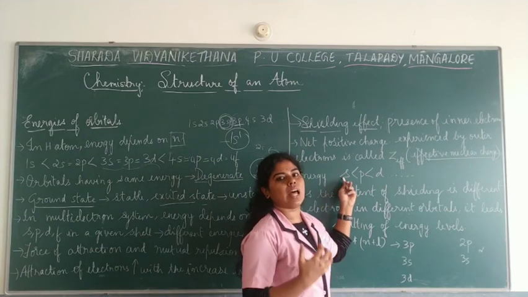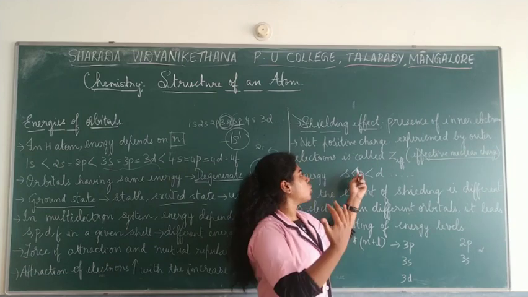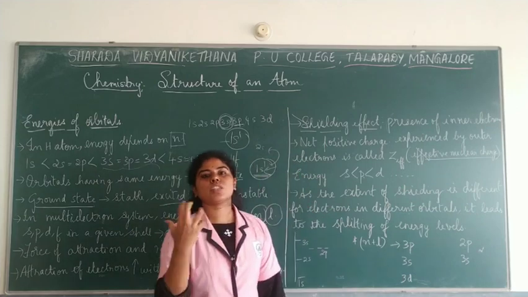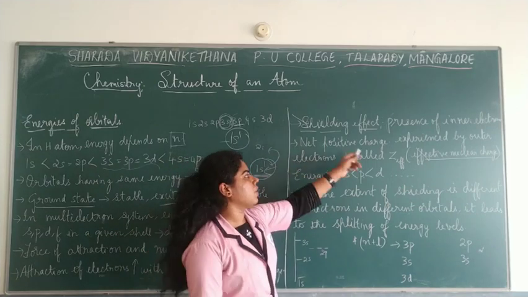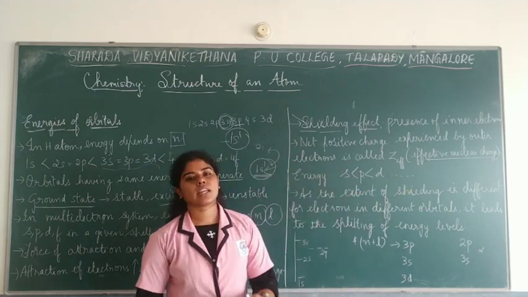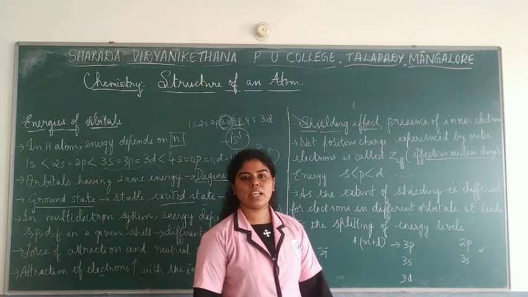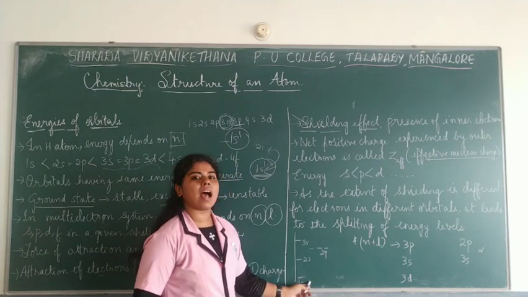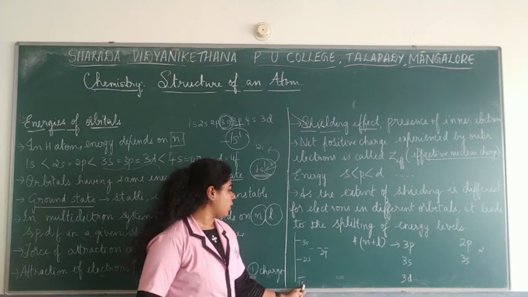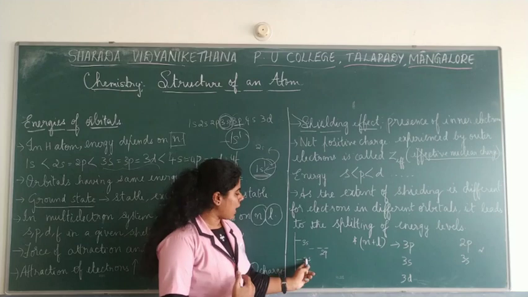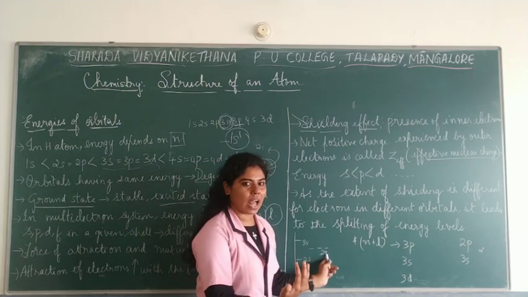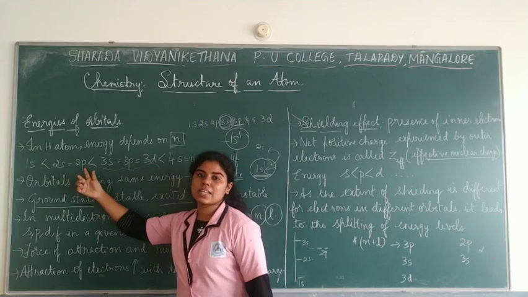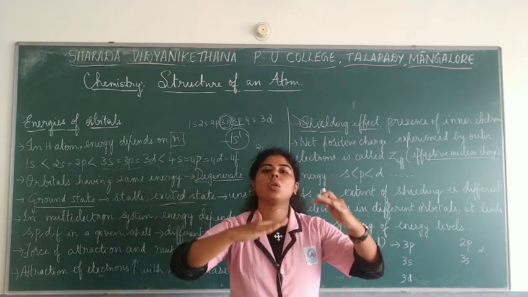So the s orbital will have less energy when compared to p, and the p orbital will have less energy when compared to the d orbital. In this way, the shielding effect and effective nuclear charge can vary the energy of these orbitals. That's why we write first 1s, which has lower energy, then 2s, then 2p, which has still higher energy. In hydrogen you used to write 2s equal to 2p, so they have almost equal energies.